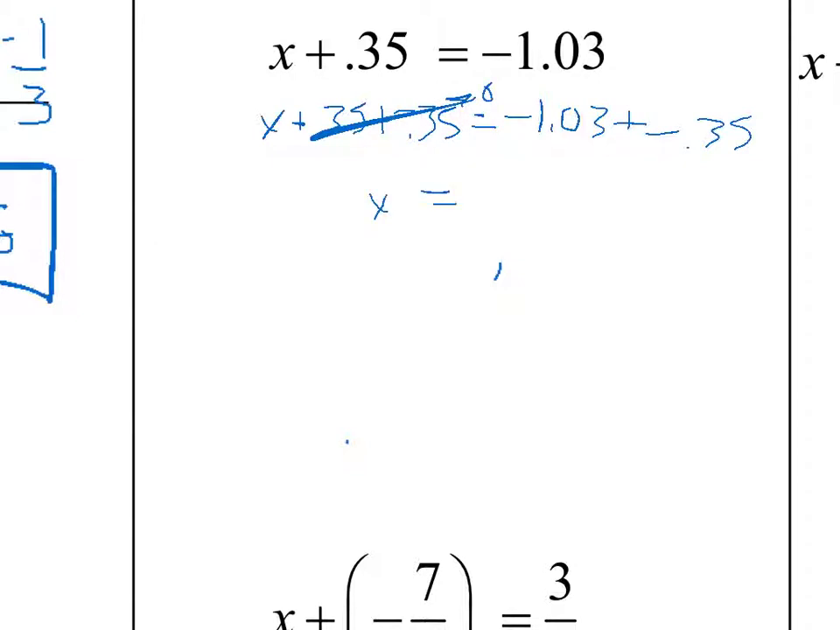Negative 1.03 plus negative 0.35. Everybody, like signs add or different signs subtract? Like signs add. Good. So I add them up and I get negative 1.38 and I box in my answer.